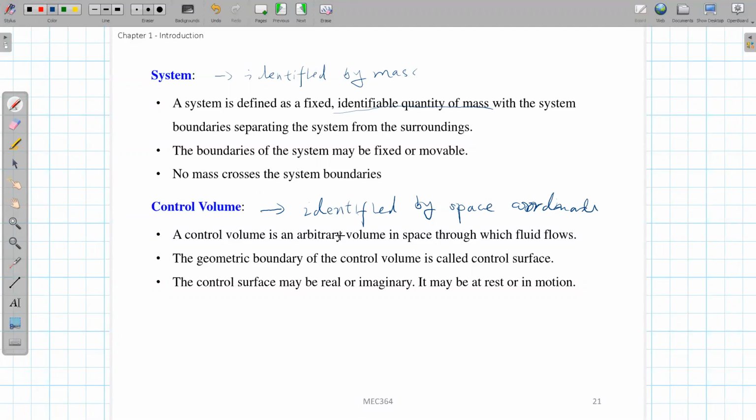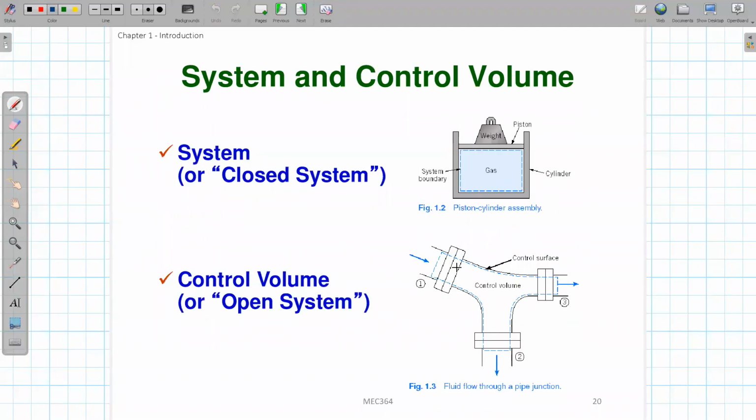When we define a control volume, we just give the XYZ location of this control volume. That's it. We do not care which fluid particle is inside this control volume, or whether this particle will flow in or flow out. We're just using this physical location XYZ to define this control volume, and the fluid can flow in and flow out.